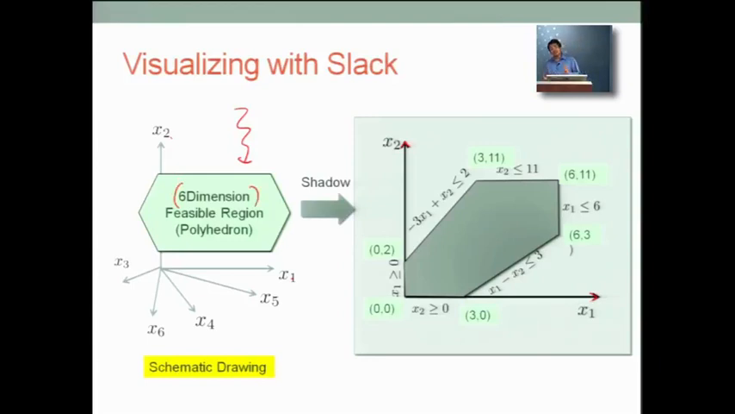And what that means is that we have not changed the nature of the problem by introducing slack variables. That's what we mean by saying that the shadow is just the original polyhedron. So that's just for visualization. Everything remains the same in spite of adding the slack variables. The problem has not changed.